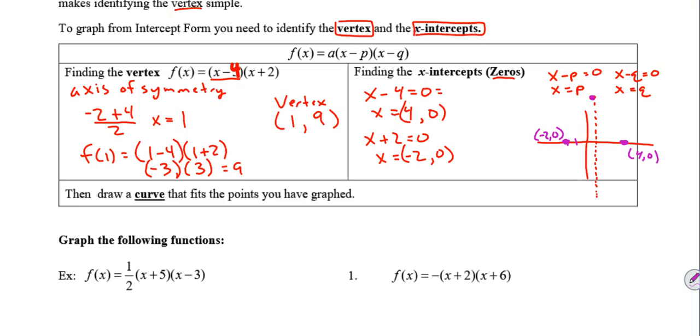We'll call this point 1, 9. And now I can graph it. And that is graphing from intercept form.